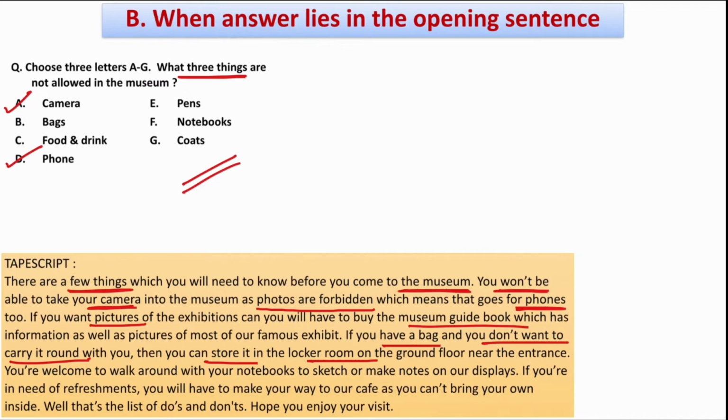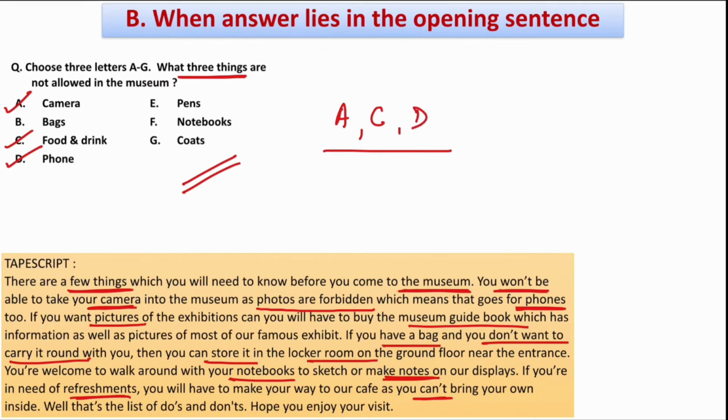Then they are saying you are welcome to walk around with your notebooks to sketch or make notes. That means notebooks and sketching are allowed in the museum. And if you are in need of refreshments, you will have to make your way to a cafe. You can't bring your own inside. That means if you want to eat something, you can go to their cafe, but you can't bring your own food. So the next answer will be C. So total options which are correct and which are not allowed in the museum are A, C, and D.